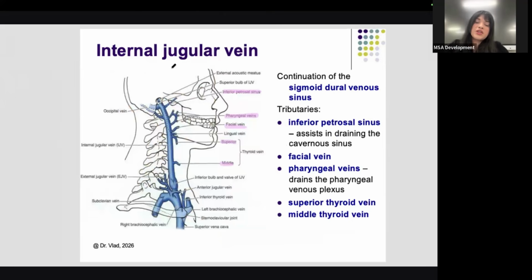Same thing again. Internal jugular vein is a continuation of the sigmoid dural venous sinuses, the tributaries. So the inferior petrosal sinus, as you can see over here, is going to drain in. This assists in draining the cavernous sinus. You have the facial vein. You can see it's also draining in. You have the pharyngeal veins, pharyngeal venous plexus, again draining. The superior and middle thyroid veins, also tributaries. Okay, and this all goes down at the inferior bulb and valve of the internal jugular vein, and then it goes towards the heart.